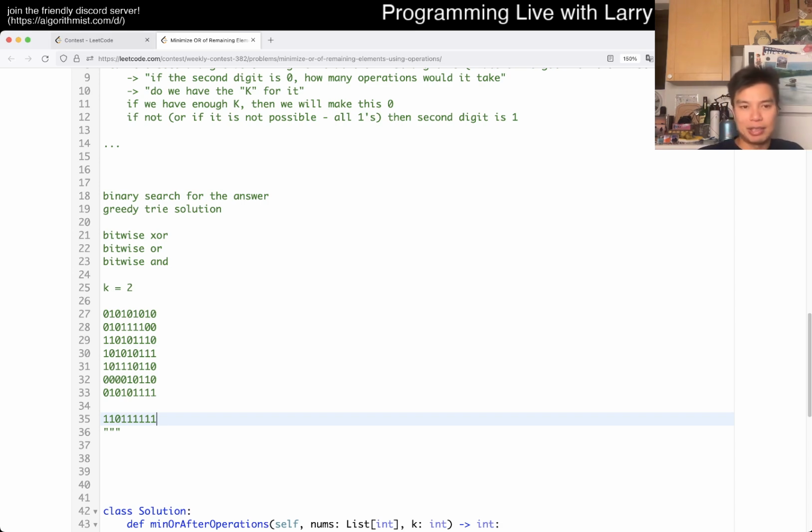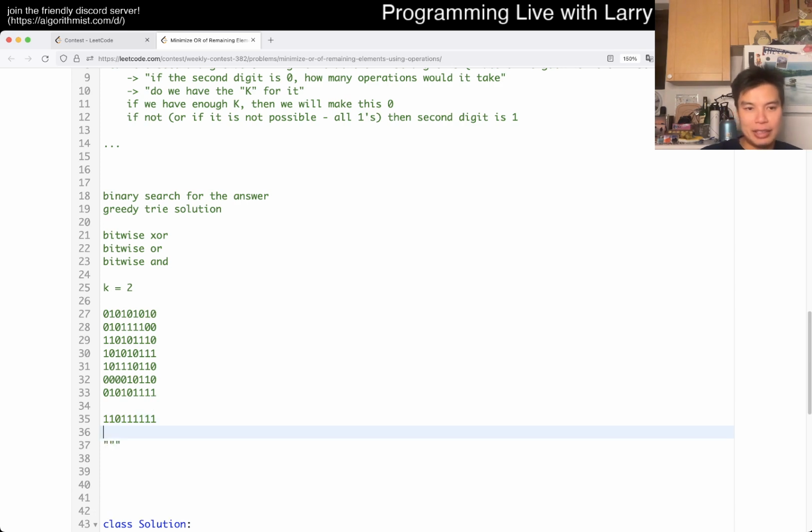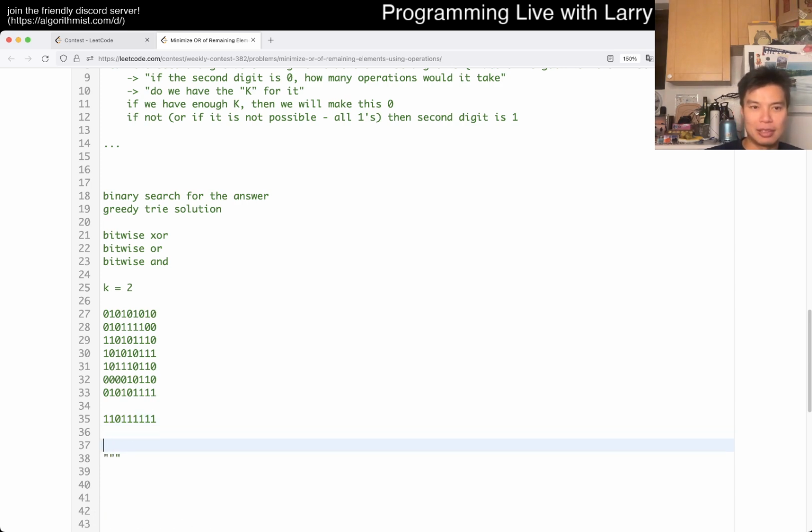I'm just trying to think if there are any other ways to say it. The idea here is that given the previous things that we cared about, the previous digits, the zeros are the digits that we care about, right? Yeah. So that's basically the idea here.